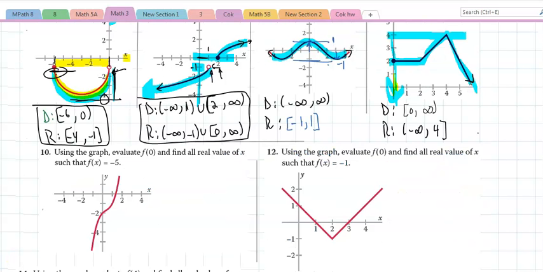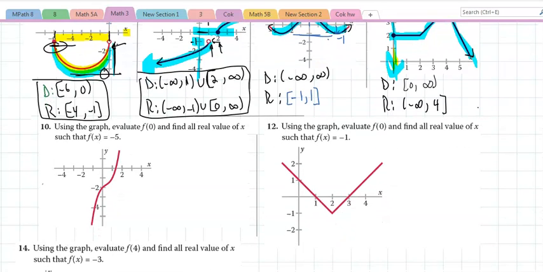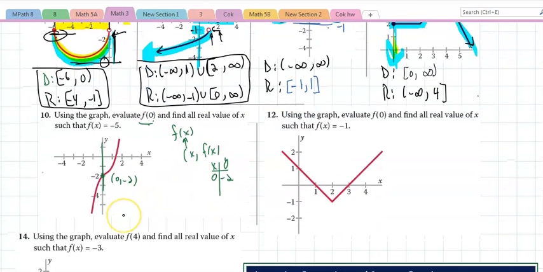On the next set of problems, number 10 and 12, it says, use the graph, evaluate f of 0. Again, keep in mind how this works. F of x, there's x, and the y is f of x. So when it says, what's f of 0? It's saying when x equals 0, kind of like if x equals 0, what does y equal? Graphically, x equals 0, you're looking at the graph and saying, well, if x equals 0, isn't that this point right there? So if x equals 0, what's the y? Negative 2, which indicates that f of 0 is negative 2.